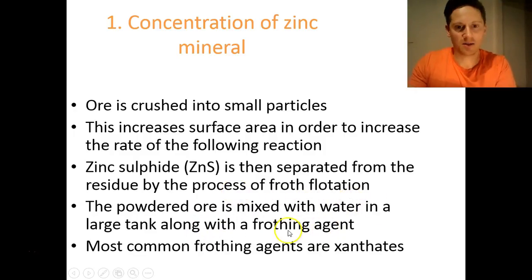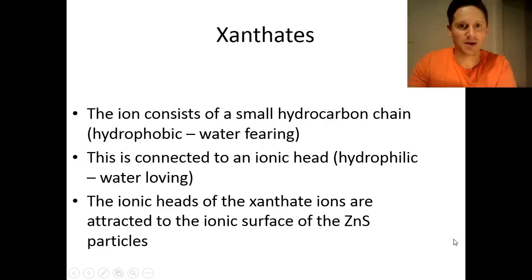in a large tank along with a frothing agent. And one of the most common frothing agents are these molecules called xanthates. So it's a class of molecule. So we'll have a look at these xanthates here. A xanthate is a two-part molecule. You've got an ion, which consists of a small hydrocarbon chain. So the hydrocarbon chain is hydrophobic, and this is connected to an ionic head. So that's the ion part, that's the charged part. That ion head is hydrophilic, and the heads are attracted to the ionic surface of the zinc sulfide particles.